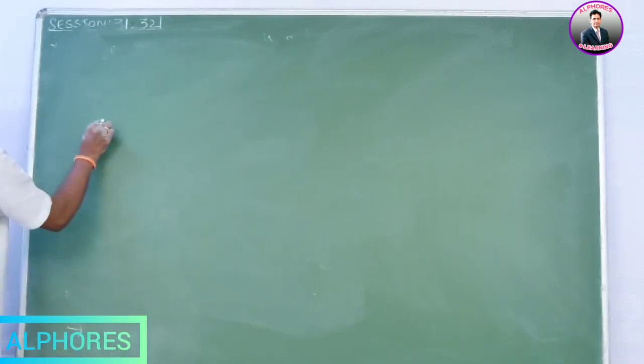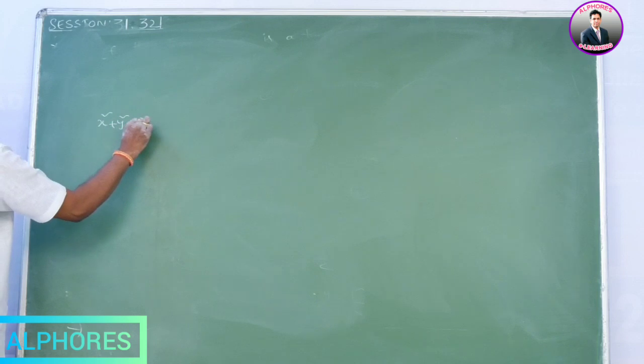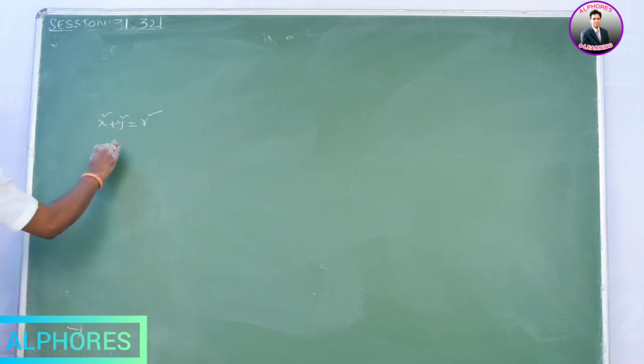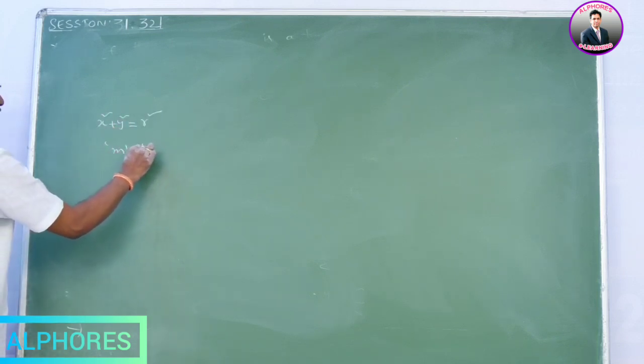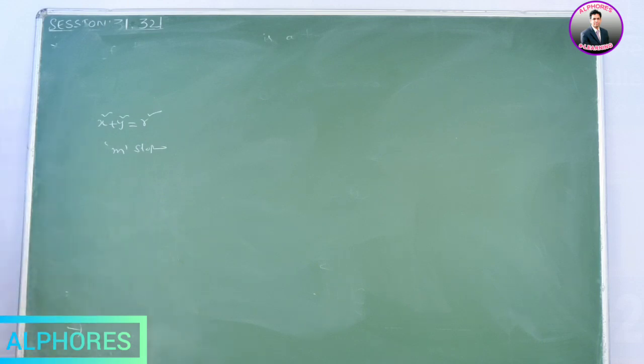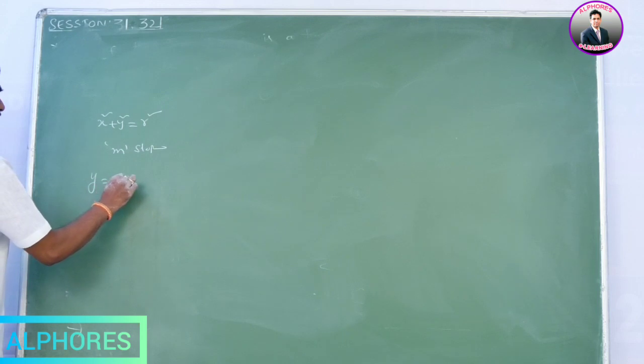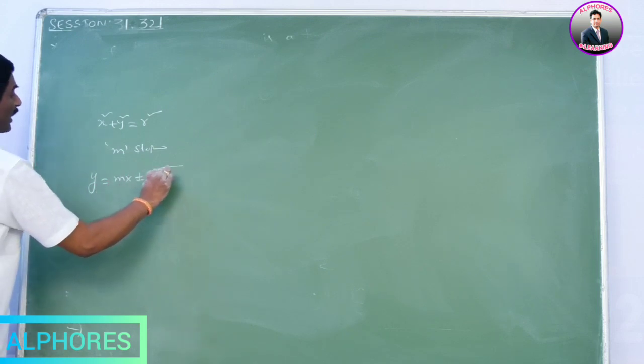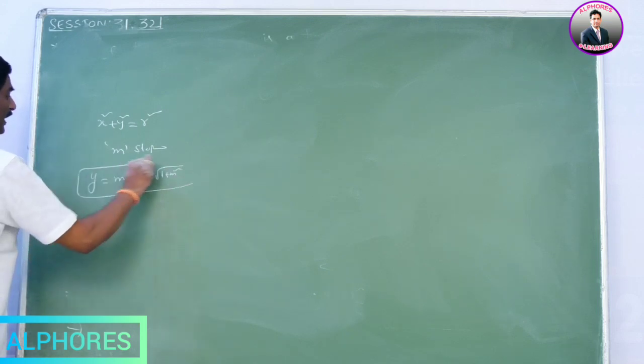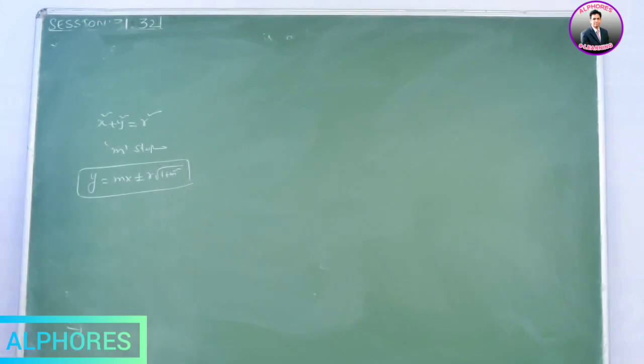Suppose x square plus y square is equal to r square is the circle and m is the slope of the tangent. Then what is the equation of the tangent to this circle? The slope of the tangent is m. Then the equation of the tangent to the circle is y is equal to mx plus or minus r into root over 1 plus m square. Very, very important. Please observe this value.